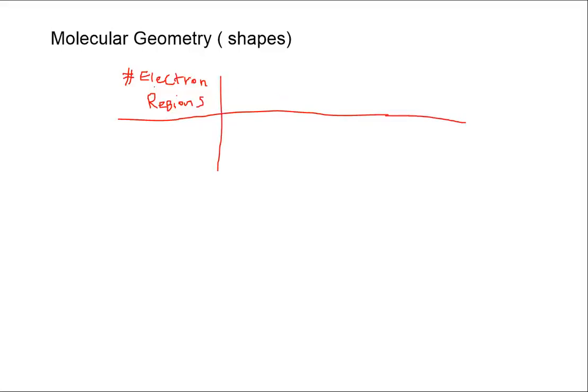Then I'll draw a table here and start by saying that the number of electron regions affects the shapes of molecules. The table covers the number of electron regions around the central atom in a molecular compound, the general shape, and roughly what the bond angle is. I'll explain it and we'll make some examples.